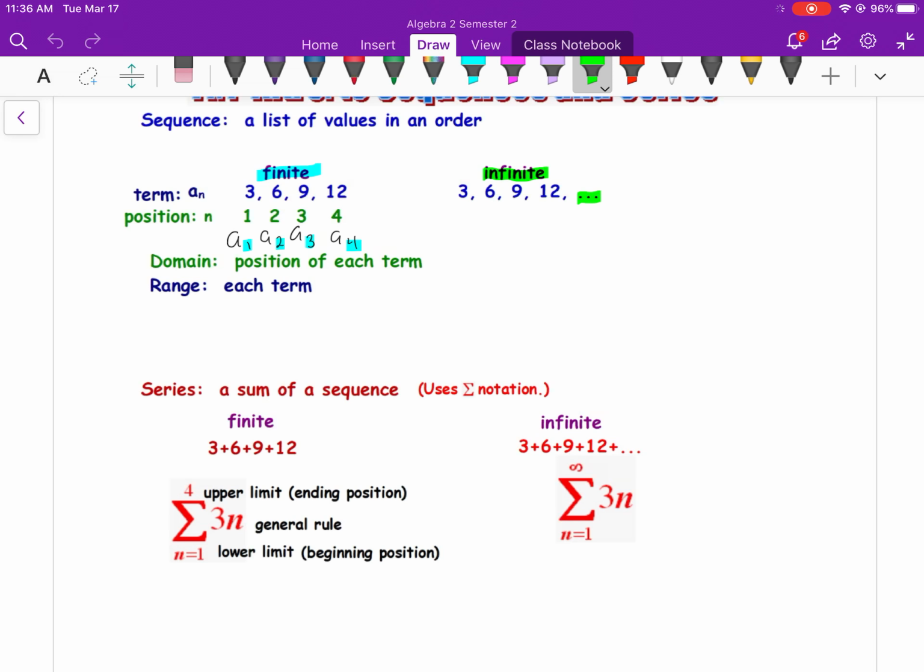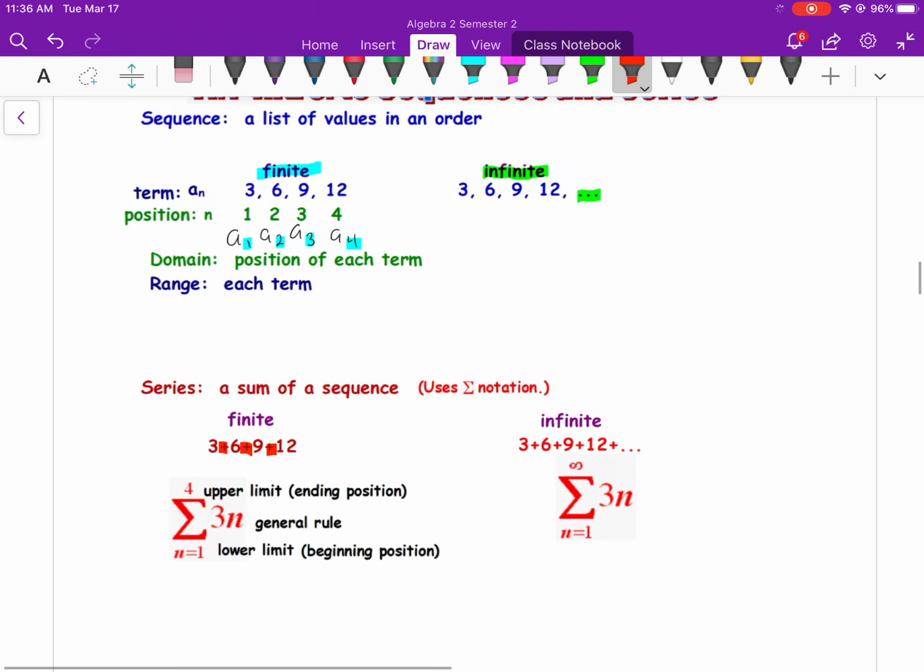Now we also have something that's called a series. The only difference between a sequence and a series is that you are taking the sum of those values in the sequence. Okay, if you notice, plus, plus, plus, you are adding up those terms of the sequence. And again, we got finite, infinite. The only difference is those dots at the end.